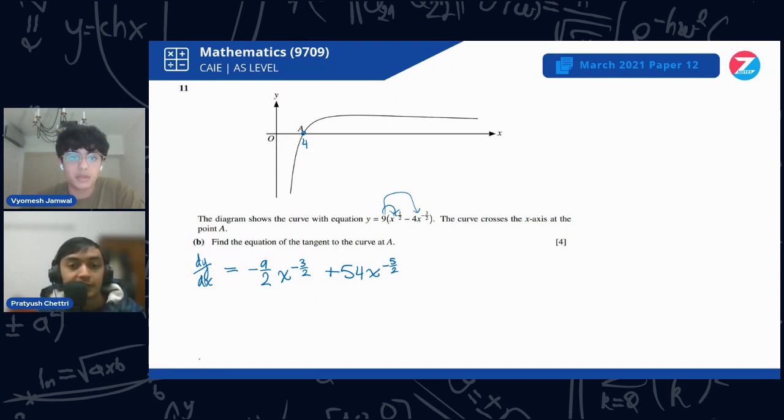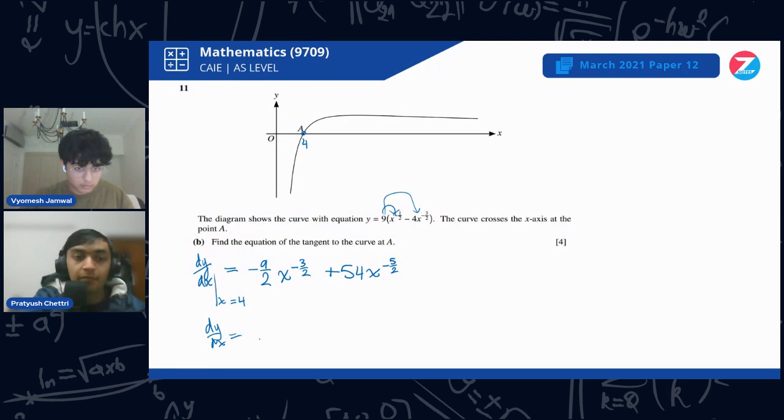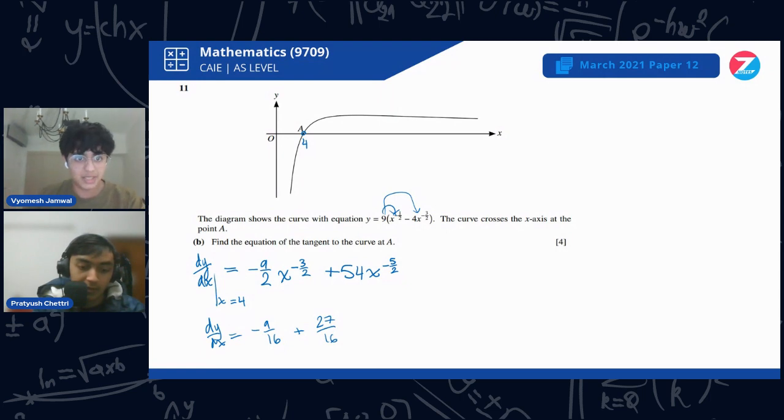And now what we do is put in the value of 4 inside of this to find the gradient at that point. So when we insert x equals 4, we're going to get negative 9 upon 2, times 4 to the power of negative 3 upon 2, which is negative 9 upon 16, plus 4 to the power of negative 5 upon 2, which is 1 upon 32, times 54, which is 27 upon 16. So the final answer that we get is going to be 9 upon 8 as the gradient.